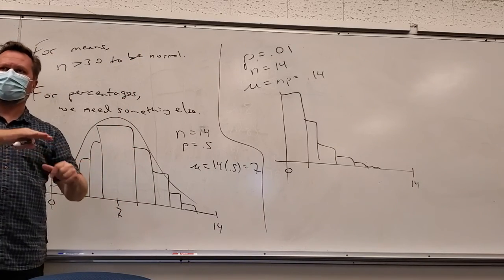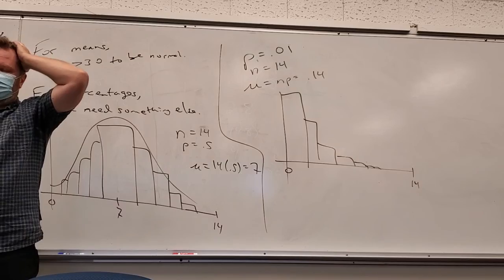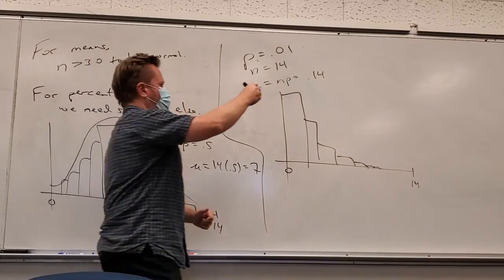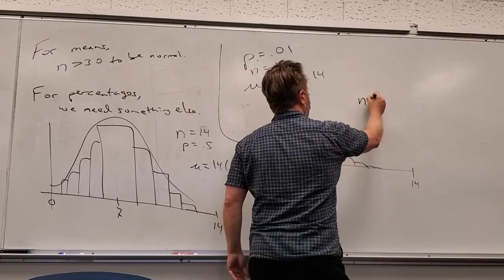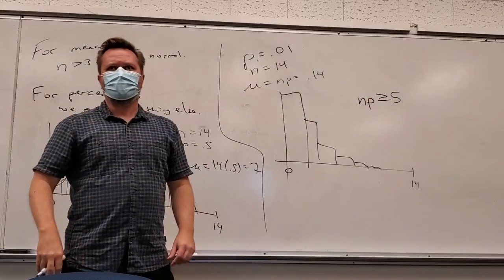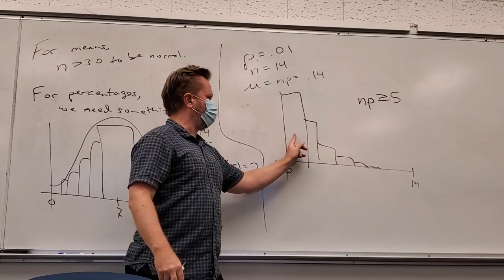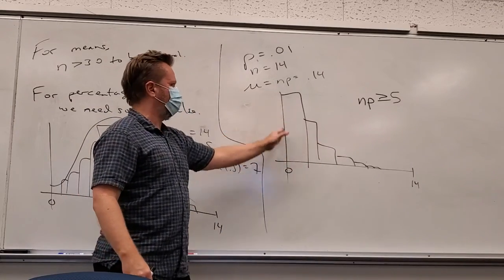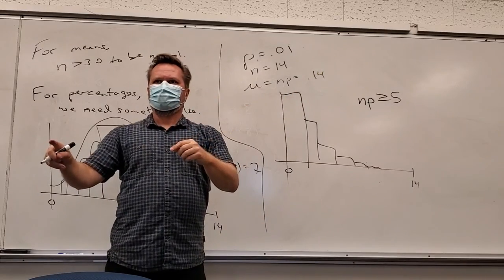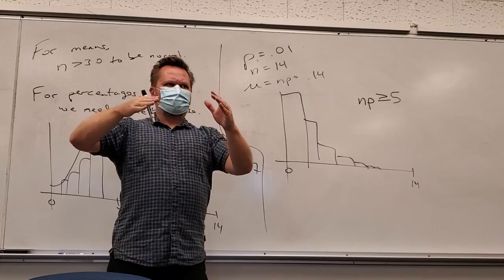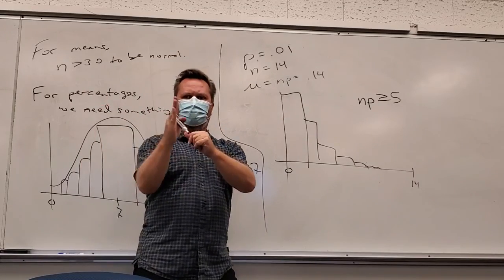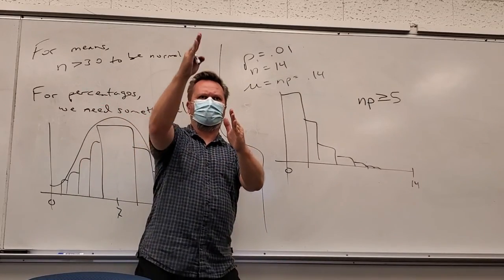Here's the medium story ending. np has got to be at least 5. That will pull it away from this wall. Why is this right on this wall? Because the mean was so small. So if n times p, the mean, is at least 5, then it's away from that wall, it's got room to come up, yes?